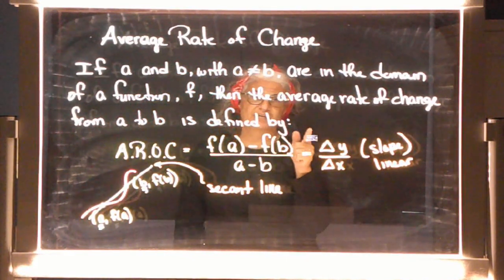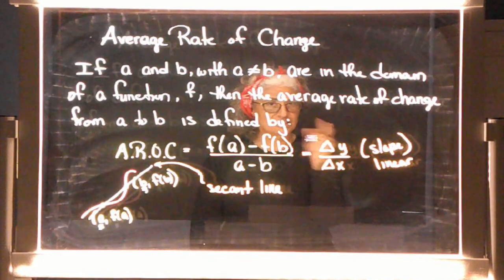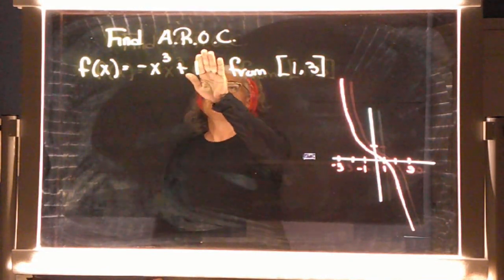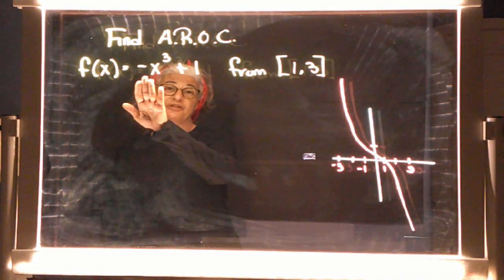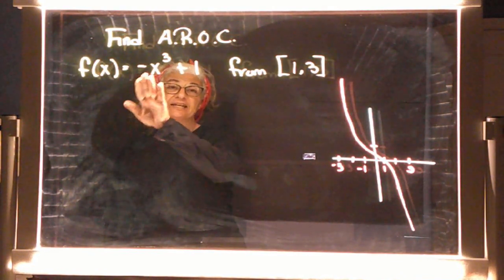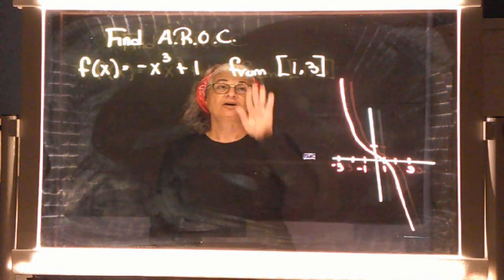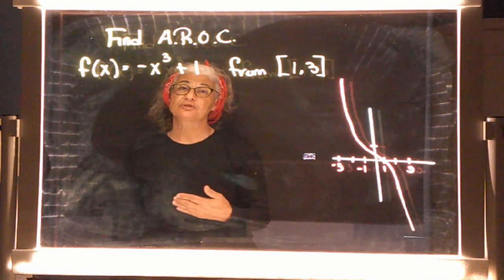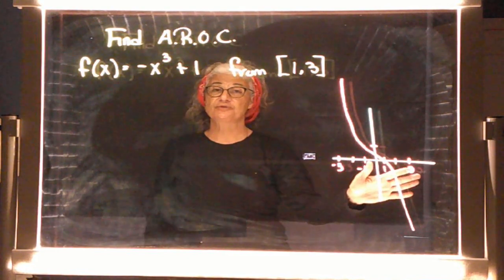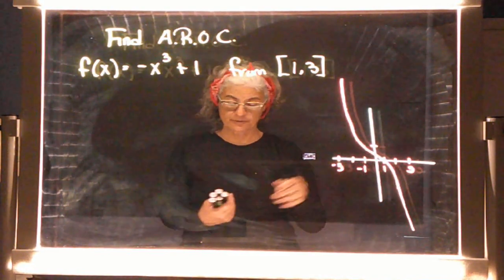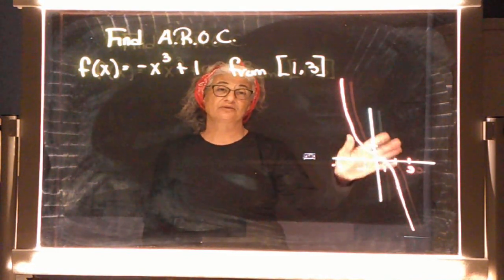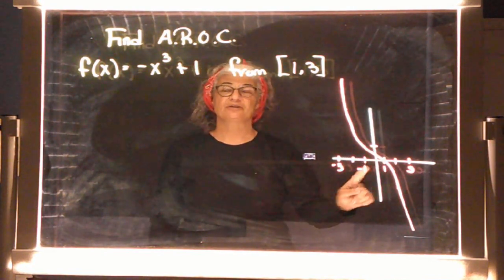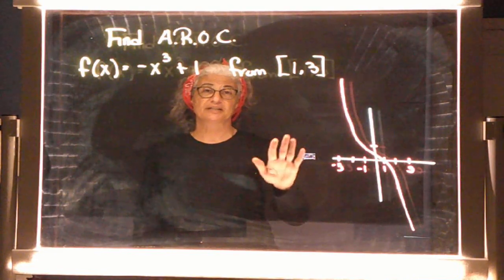Cool? Okay, so hang in there. I am going to get us an example so you understand it just a little. So let's take a look at this example. They're asking me to find AROC for this particular function, and the function is negative x to the third plus 1 from 1 to 3. Now, just so you have an idea of what this looks like, I graph the function over here. This happens to be the graph of the function negative x to the third plus 1. Cool? It's that cubic graph, but since the negative is in front, it got flipped over.